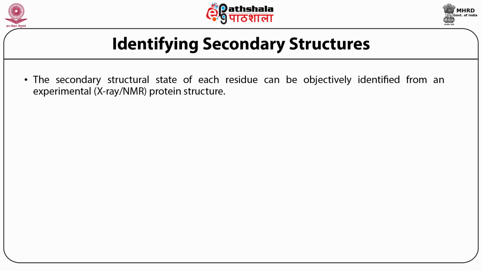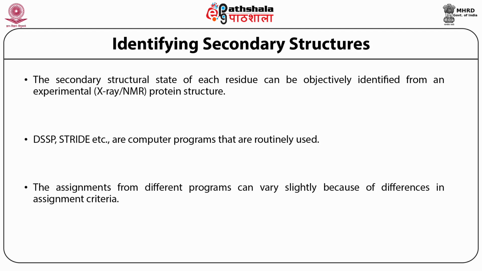And there are programs like DSSP, which stands for the Dictionary of Secondary Structure of Proteins, and another program called STRIDE. These are computer programs which have found immense popularity, and given an experimental structure, they will assign the individual residues to a helix, to a strand, to a turn, or to a coil, etc.